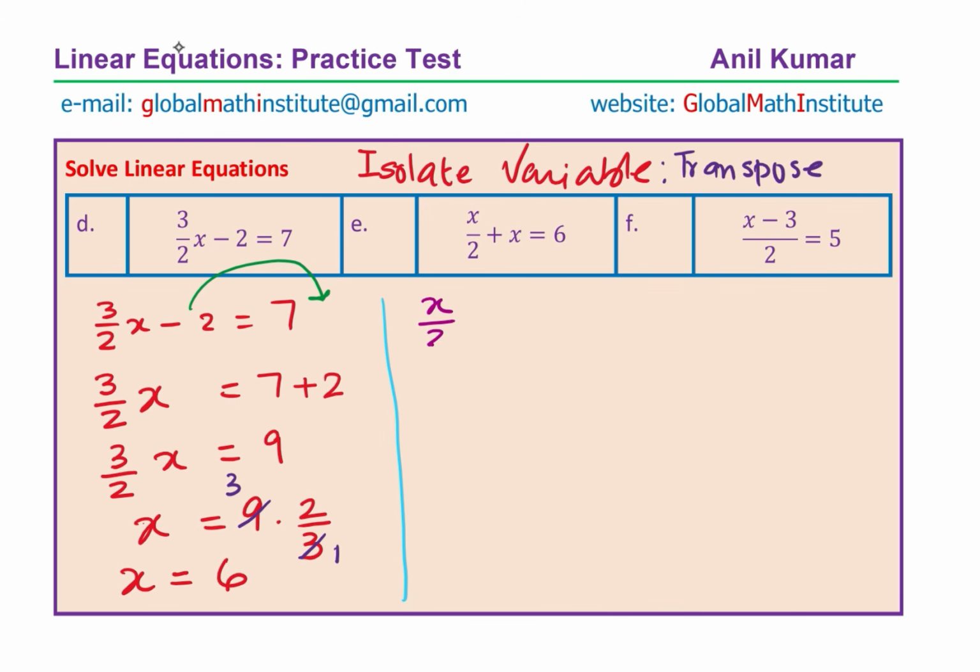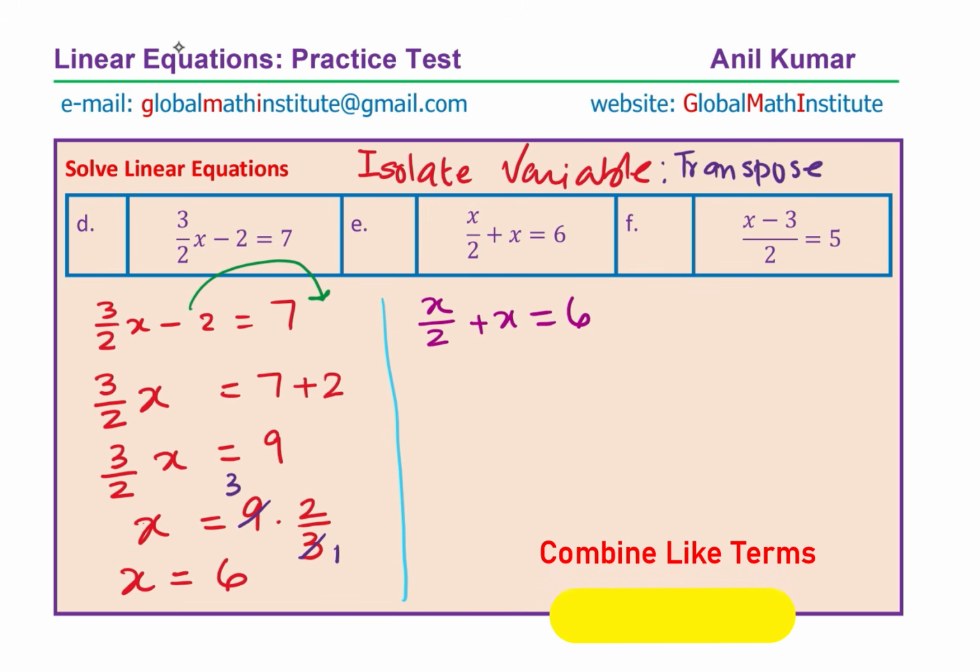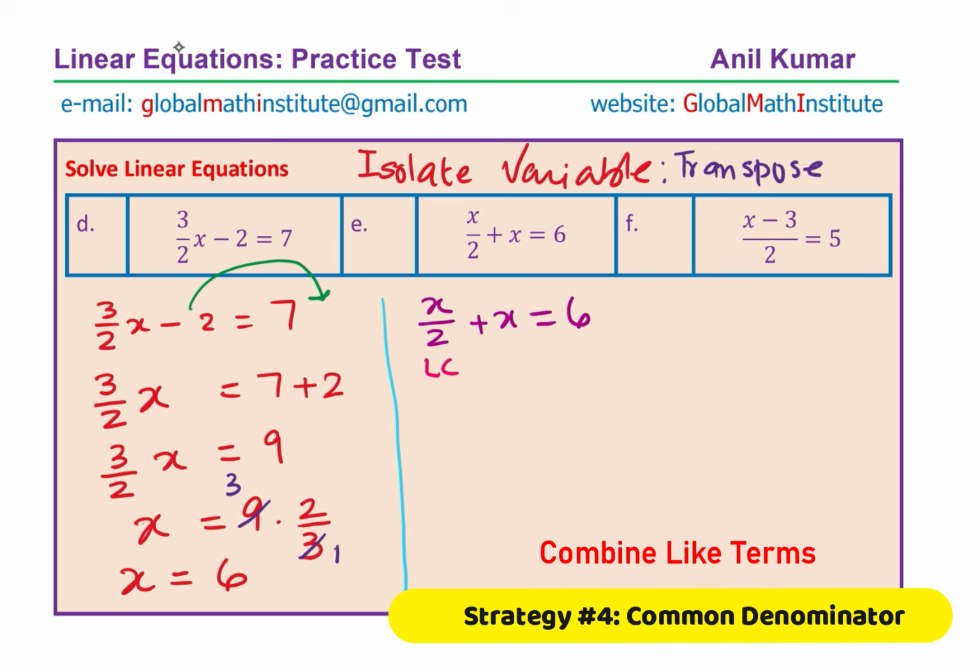So we have x/2 + x = 6. Well, in this case, should you transpose? No, we need x. So in this particular case, what should we do? Well, on the left side, we have both the terms involving x. So we'll now combine them. To combine them, we are going to take the lowest common denominator. So the lowest common denominator is 2 for us.